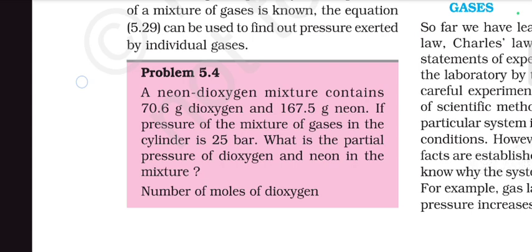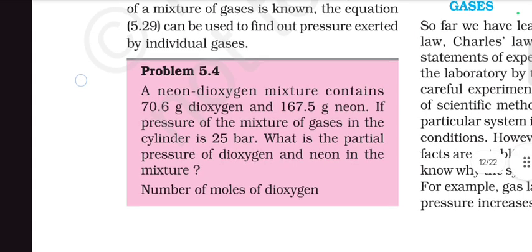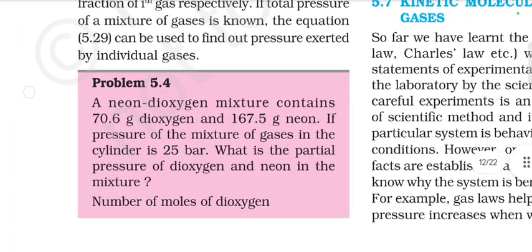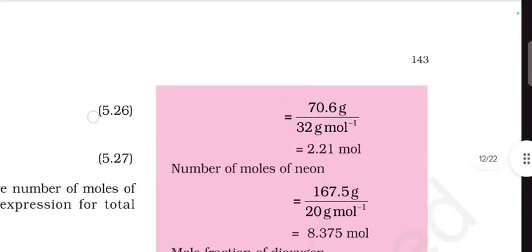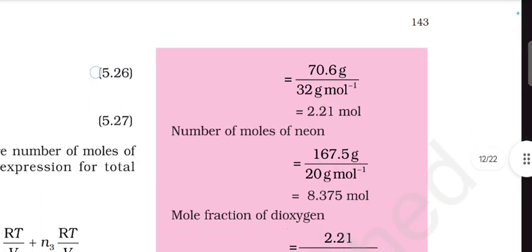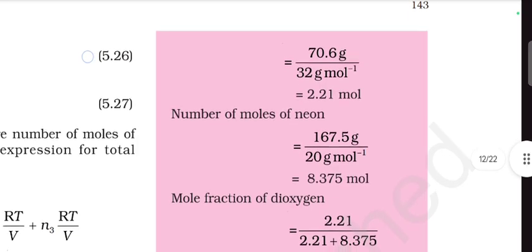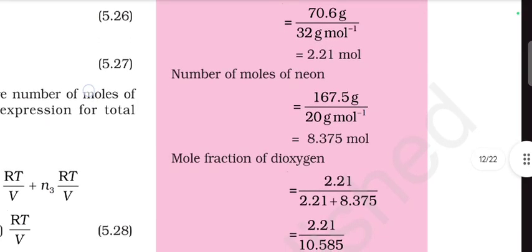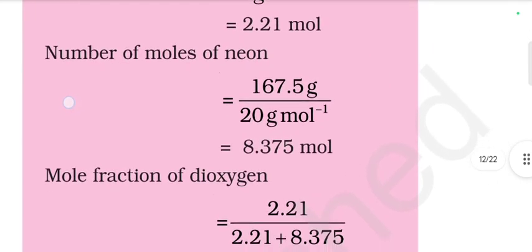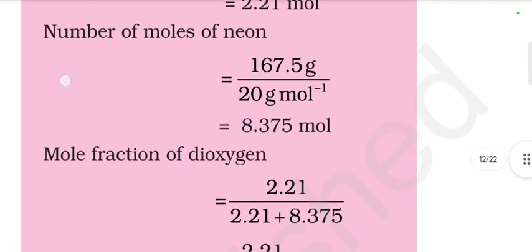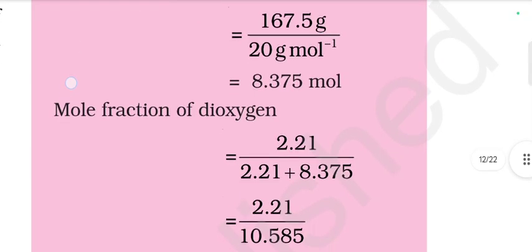A neon-dioxygen mixture contains 70.6 gram dioxygen and 167.5 gram neon. If the pressure of the mixture of gases in the cylinder is 25 bar, what is the partial pressure of dioxygen and neon in the mixture? Number of moles of dioxygen is equal to 70.6 gram upon 32 gram mole inverse, which is equal to 2.21 mole. Number of moles of neon is equal to 167.5 gram upon 20 gram mole inverse, which is equal to 8.375 mole.